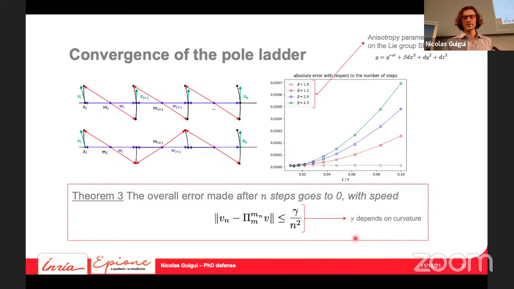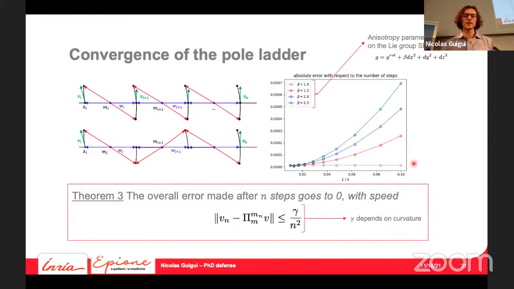And to probe the dependence of gamma on the curvature, we performed experiments on the Lie group SE3 of rigid body movements in space, using an anisotropic metric defined as such. So G-rot is the usual metric on rotations, and beta is an anisotropy parameter on one axis of the translation. As you can see, with different values of beta, shown in different colors here, we modulate the speed of convergence, but it is always quadratic.